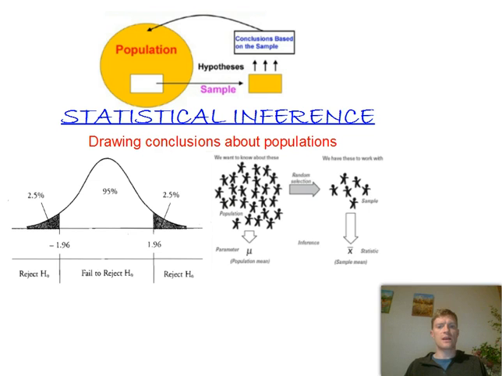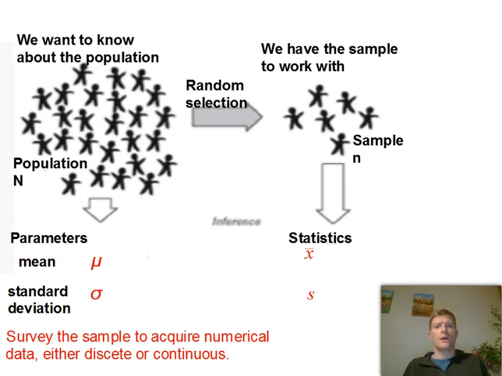Okay, so let's have a look at some of the key ideas behind this. We want to know about the population. The main things about the population are what we call the population parameters, a mean and a standard deviation, and those two are the key notations that we're going to use. When we take a randomly selected sample of sample size n, then we have statistics: the mean of the sample and the standard deviation of the sample.